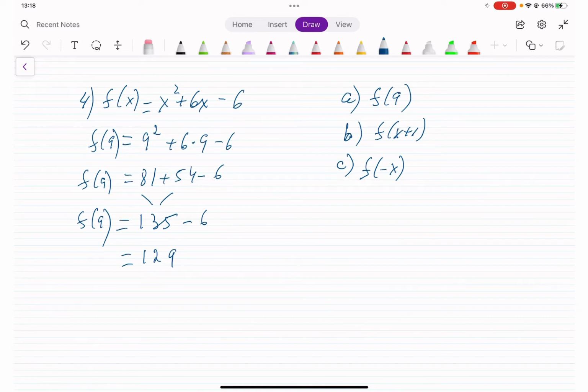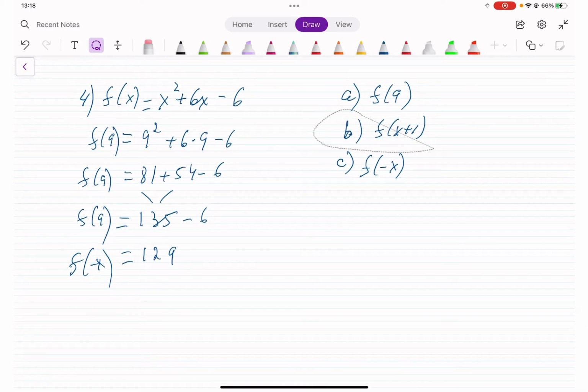And f of negative x. Okay, that's the blue one. So now let me change to a green one.